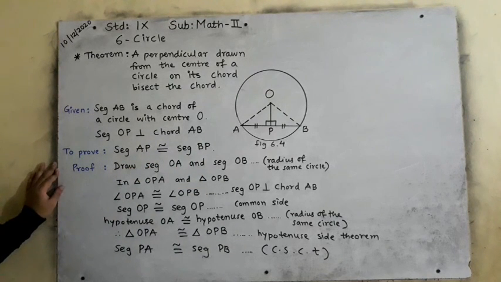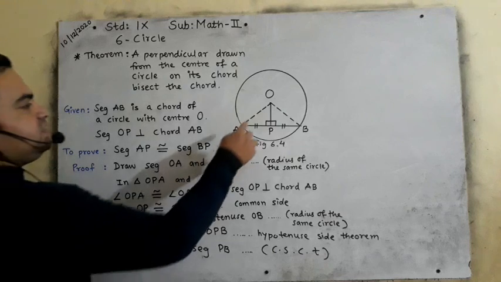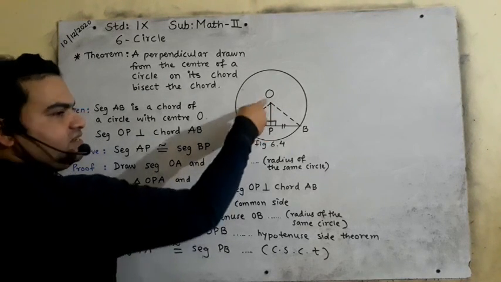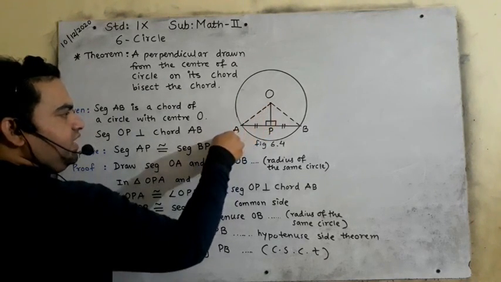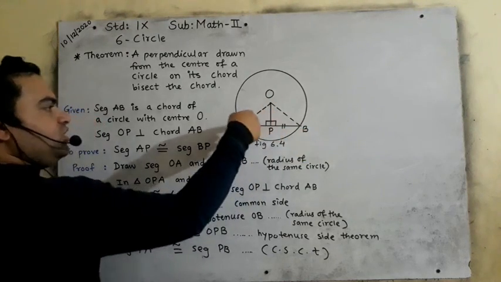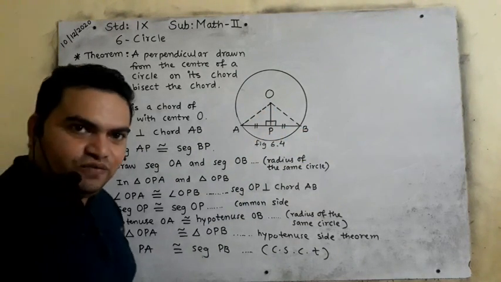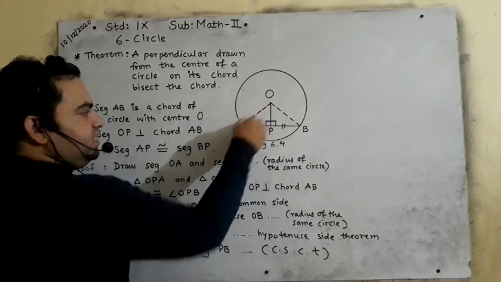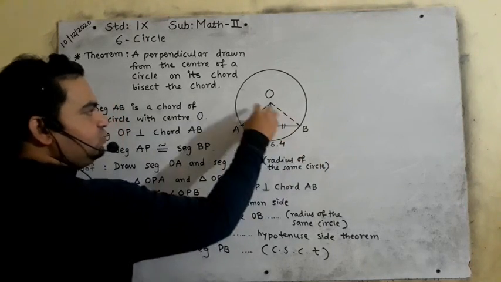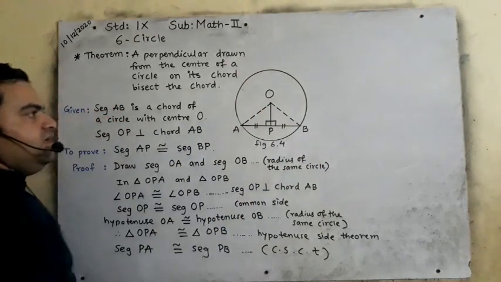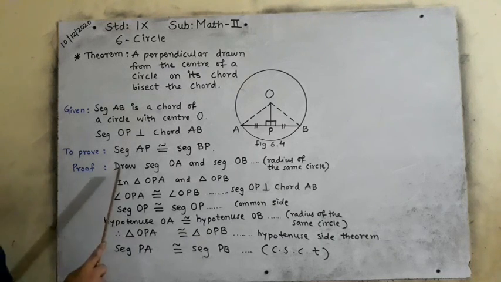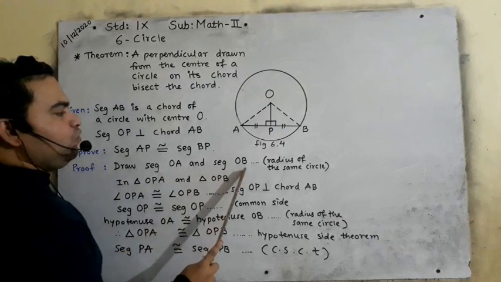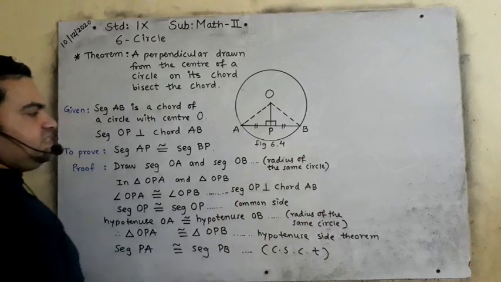Now for the proof, we start by drawing the radius of the circle. We will join O and A, O and B. What are they? They are the radius of the same circle. We join from the center to one end. So this is a radius, and this will also be a radius of the same circle. Draw segment OA and segment OB.